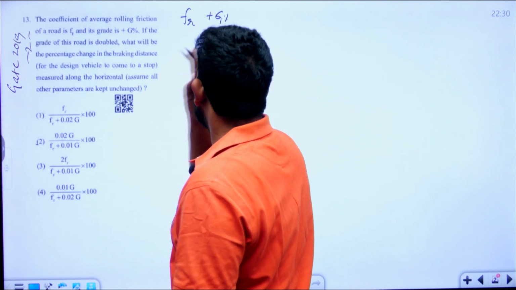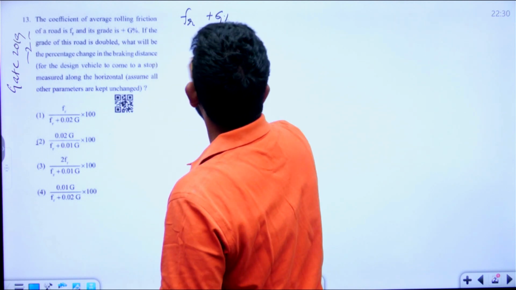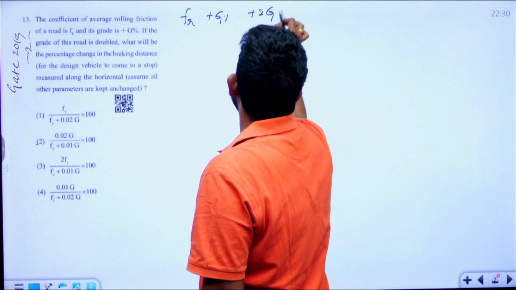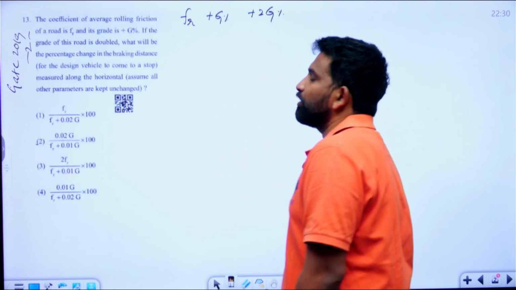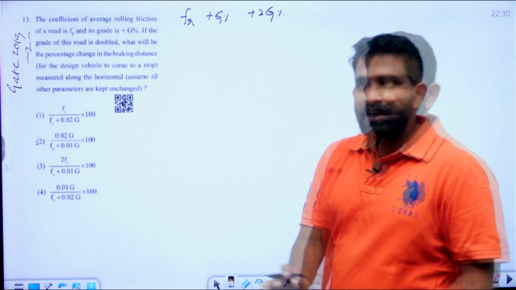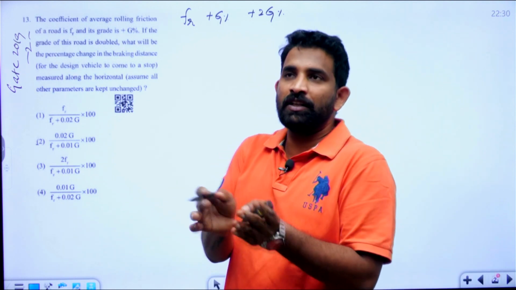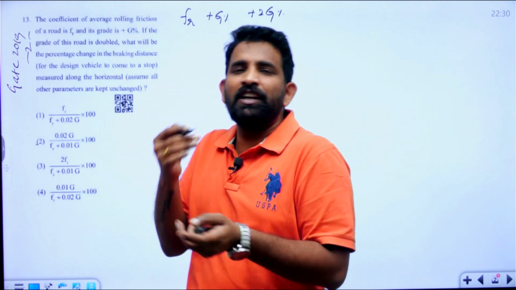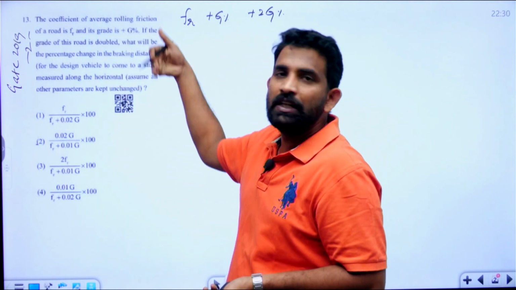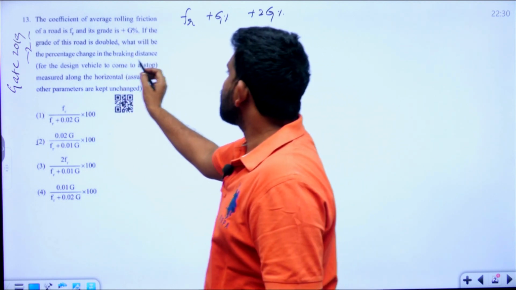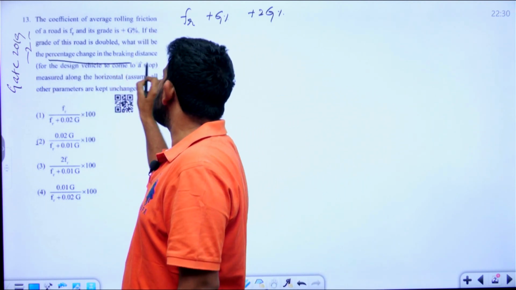If the grade of the road is doubled, that means it becomes 2G%. What will be the percentage change in the braking distance? Actually, he is asking us to find the braking distance in terms of percentage. This is a little bit mathematical, we need to use some simple mathematics here to find out the braking distance. Now he is asking us to find the percentage change in the braking distance.